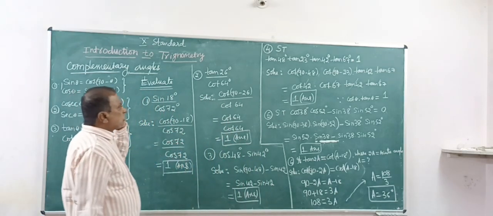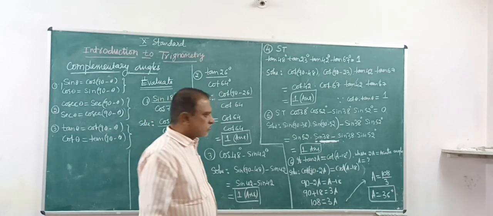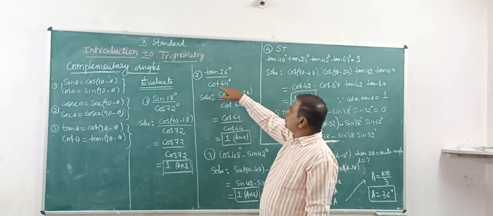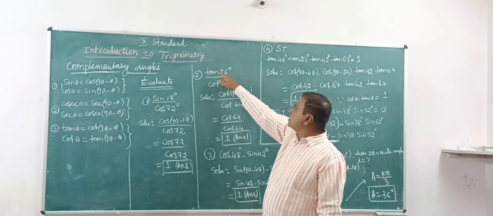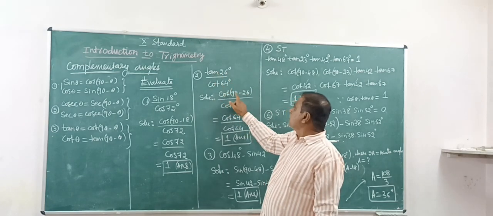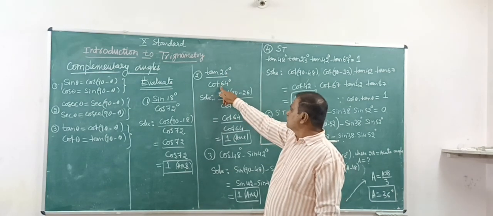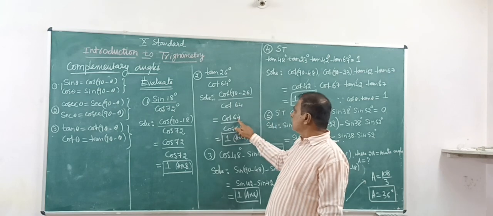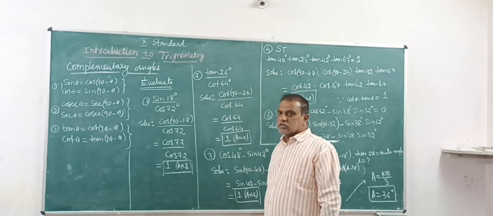Similarly, what was the next function? Tan 26 divided by cot 64. You apply the same technique. Let us write either this or this into its complementary angle. Let us take this and write its complementary angle. Tan equals cot of 90 minus this. Let us retain this. And now 90 minus 26 is 64. Cot 64 divided by cot 64, again one is the answer.